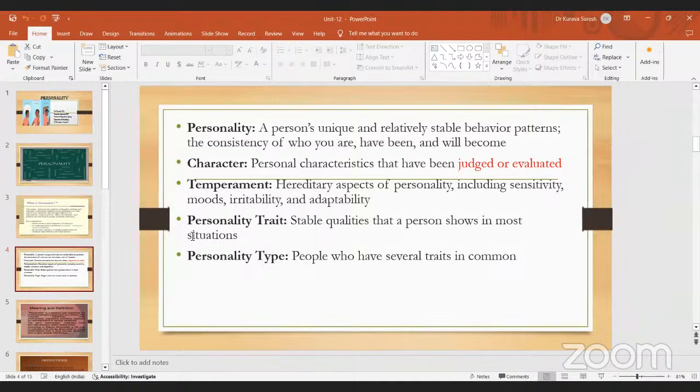A personality is a person's unique and relatively stable behavior patterns, such as consistency, which have become an individual's character. Personal characteristics are judged or evaluated. Temperament is the hereditary aspect of personality, including sensitivity, mood, irritability, and adaptability. Personality traits are unique to a person, showing across moods and situations. Personality type refers to people who have several traits of calm.